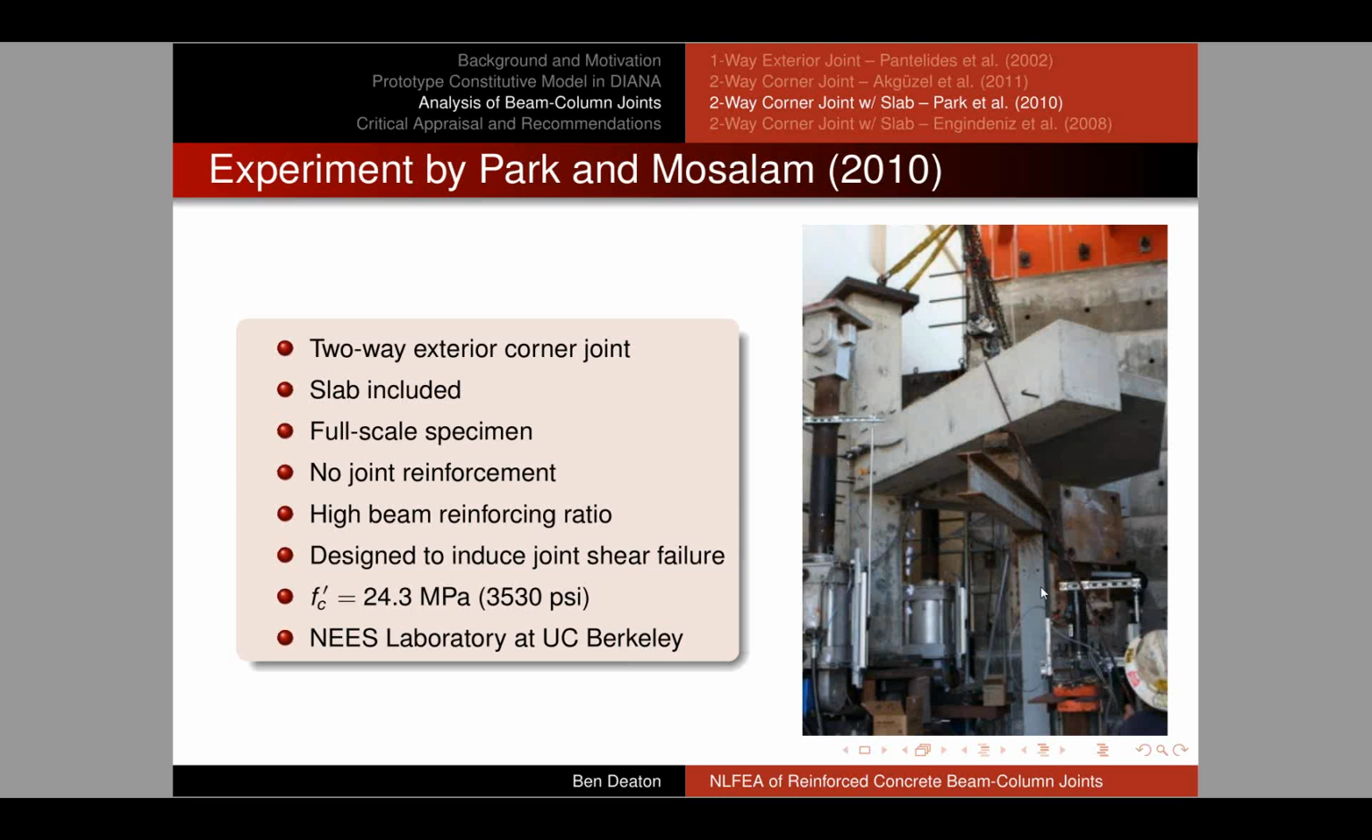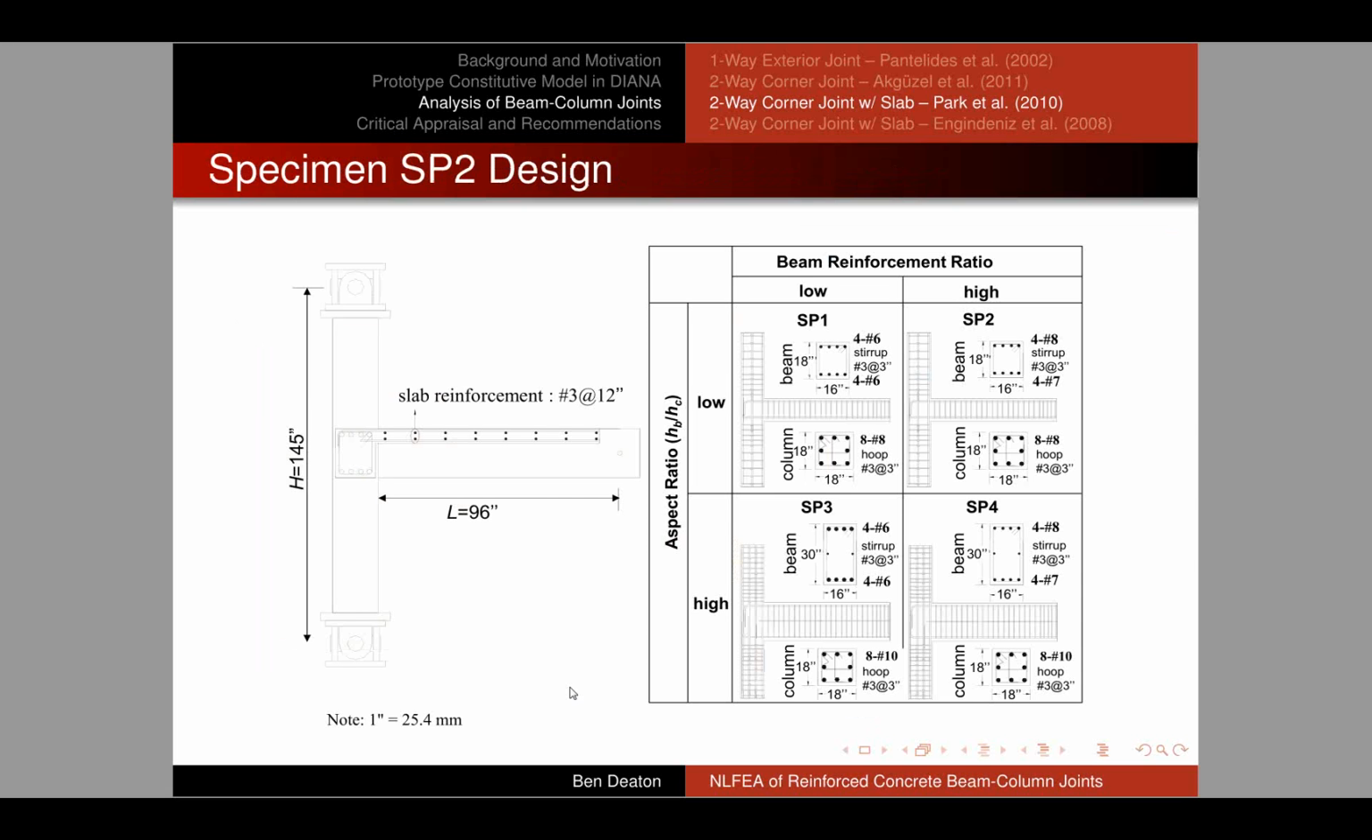The third beam column joint we'll look at builds upon the last one and introduces a slab. So this is a corner beam column joint, exterior corner joint that includes the slab. It's a full-scale specimen. This was also tested at the Nice laboratory at UC Berkeley. So let's look at some of the reinforcing details in this case. This case had somewhat higher reinforcing in the beams and the columns, so better confined beams and columns. But again, if you look at the different cases, we analyzed specimen SP2, that's this one.